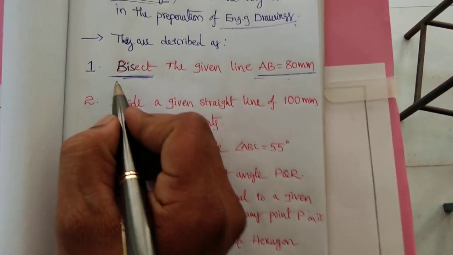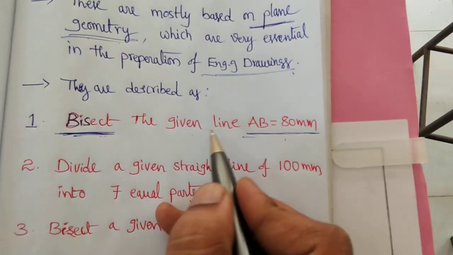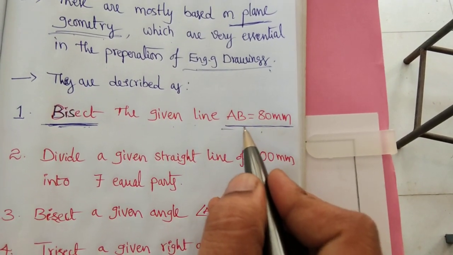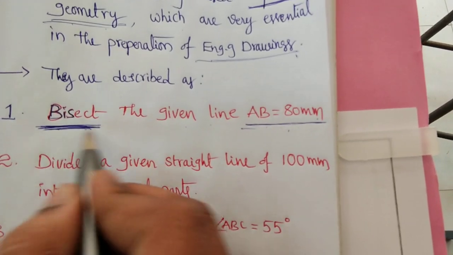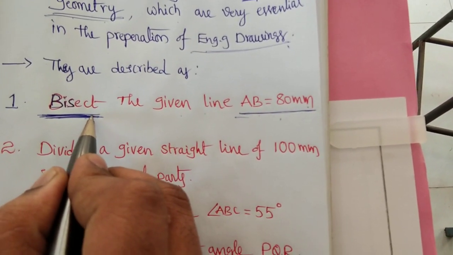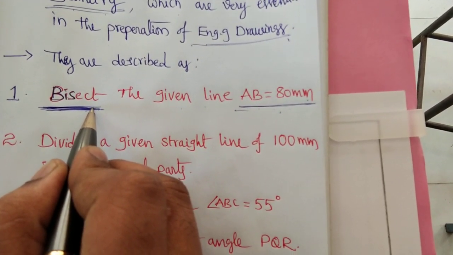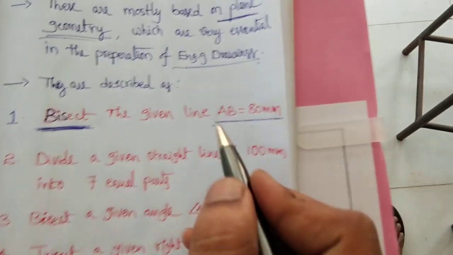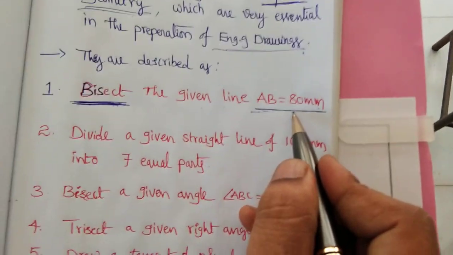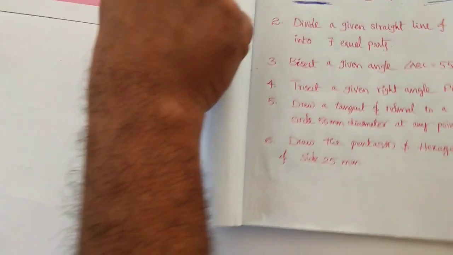So we can see the first problem, that is, bisect the given straight line, given line AB equal to 80 mm. Here the aim of the problem is bisection. Bisection means dividing the line into equal parts, that means dividing the particular thing into two equal parts. So here we are going to divide the 80 mm line into two equal parts. We can see this in the drawing sheet.